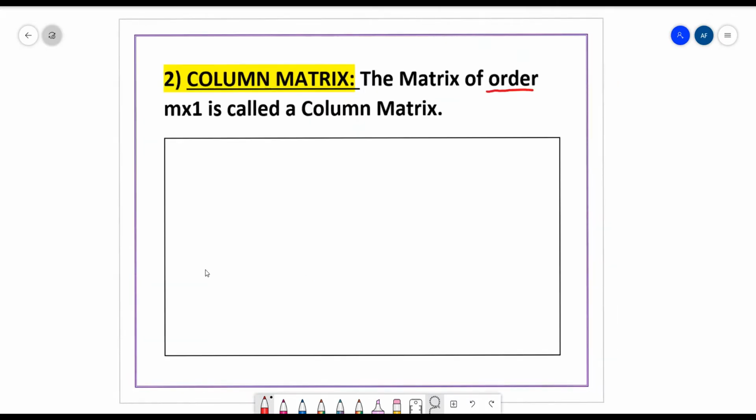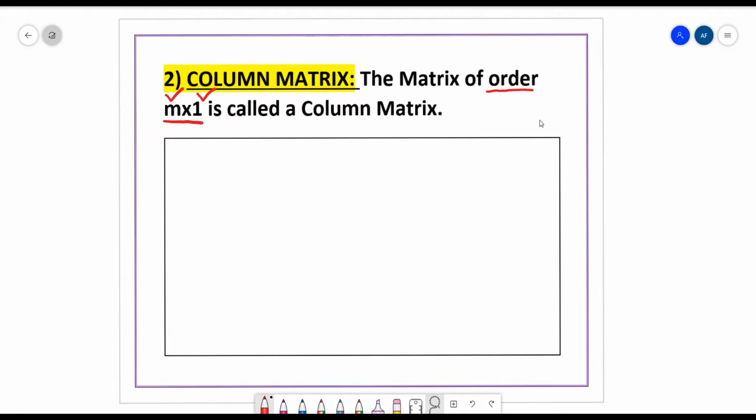Our next matrix is the column matrix. I read the definition. The matrix of order m cross 1 is called a column matrix. Order m cross 1 is the dimension of a matrix, where the first element indicates the number of rows of a matrix and the second element indicates the number of columns of a matrix. So in this particular case, as the name itself says, column matrix, in the sense it has a single column. So here it is 1 and number of rows can be n.